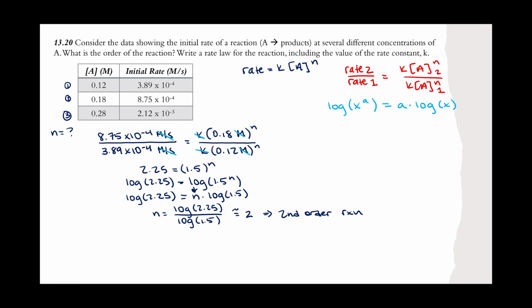Next, we can find K. I'm going to erase this part down here, just say second order, and I'll find K over here. We now know that our rate looks like rate equals the rate constant times the concentration of A raised to the second power. Since we haven't used that third row yet, I think I'll go ahead and just plug that row into this equation, and then we'll solve for K.